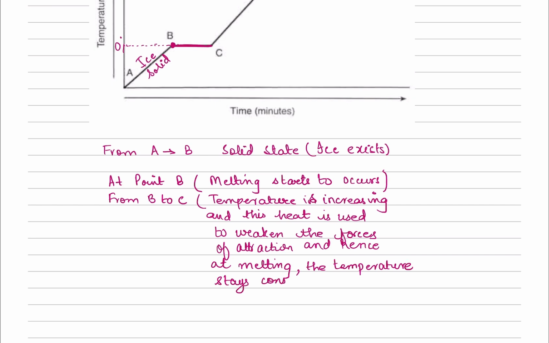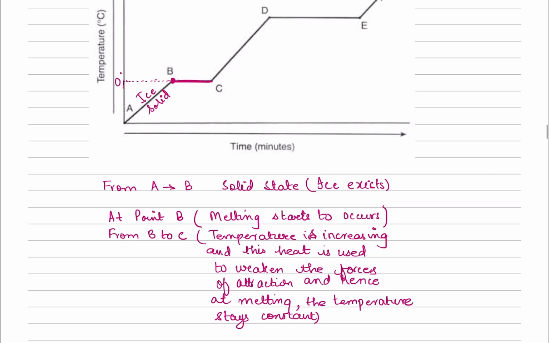Again, I am increasing the temperature, which means I am providing heat. But from B to C, the temperature is not increasing. So the question is, if I'm providing heat, why is the temperature not increasing from B to C? Because the heat which I'm providing is used to weaken the forces of attraction in a solid, and hence the temperature is constant. Whatever heat I'm providing is being used up. So the temperature is constant from B to C.